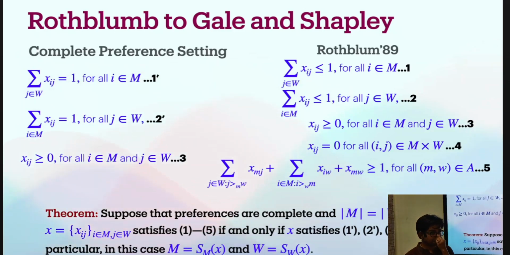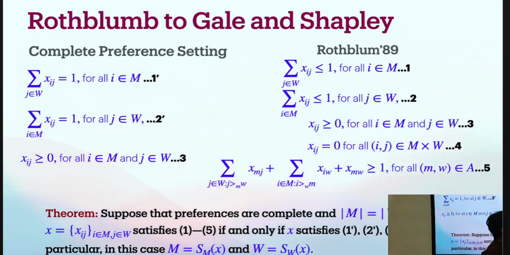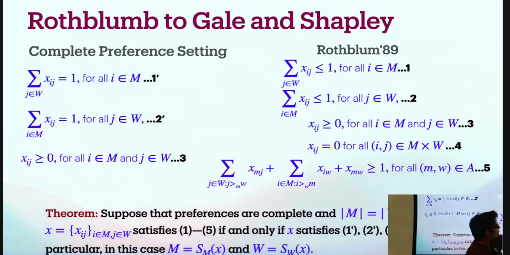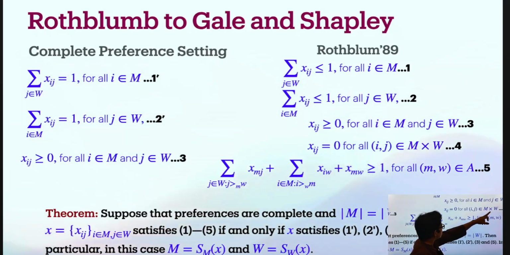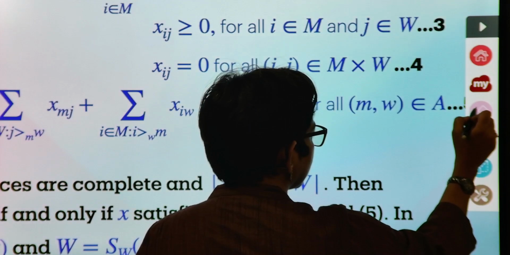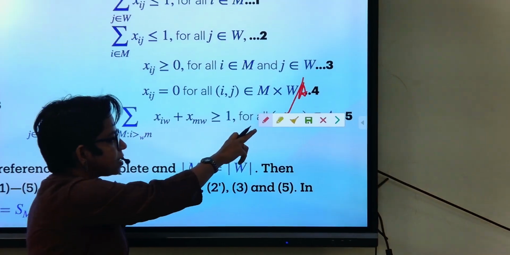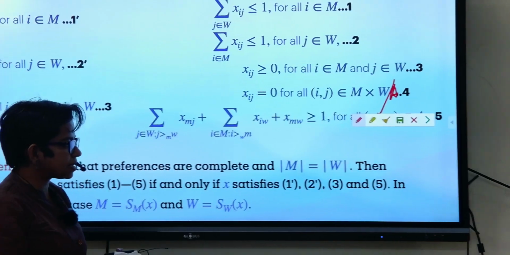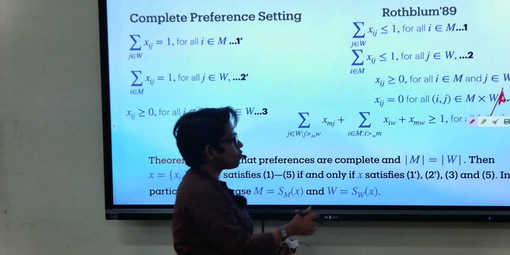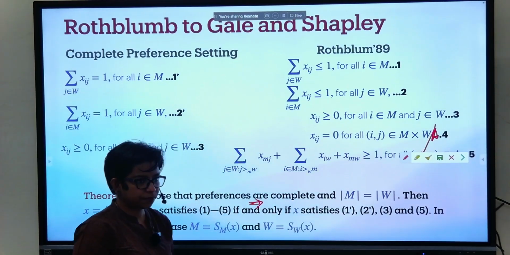Equation 4. Yes, because everybody is either assigned or not. Oh, I'm sorry, this should be M cross W minus A. This is a typo, okay? Otherwise it doesn't make sense. We are talking about all those pairs that are not acceptable. Exactly. Because everybody is acceptable to everybody, because we have complete preference lists. Obviously condition 4 is redundant, right? So this direction at least is trivial.